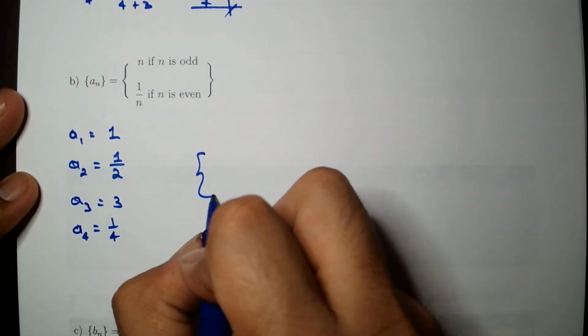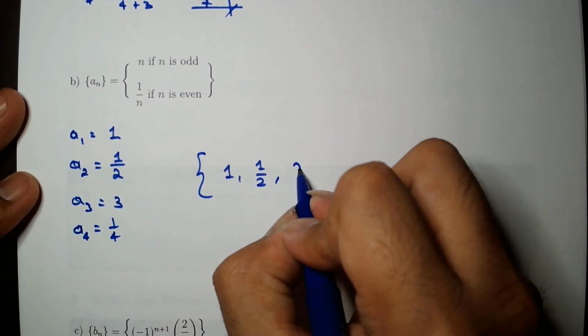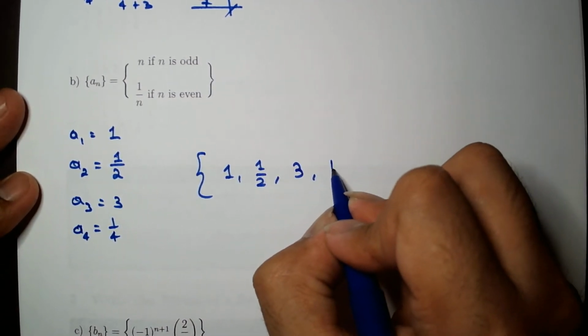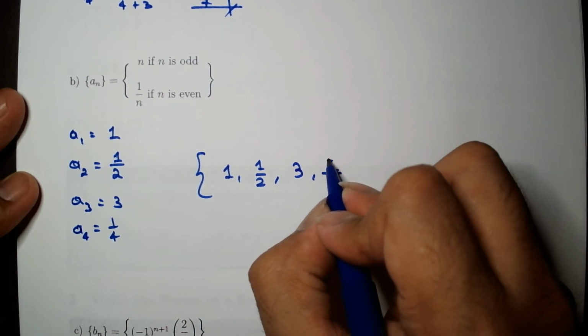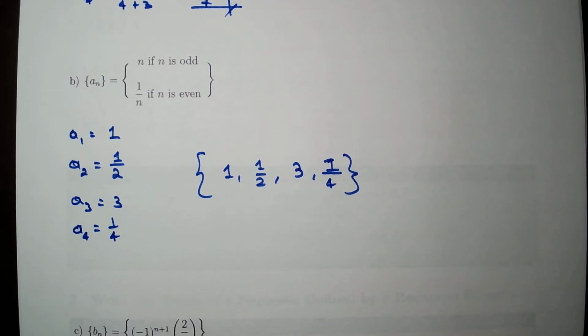So the sequence here is going to be 1, 1/2, 3, 1/4. All right, that's the final answer.